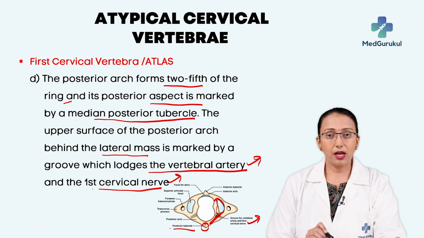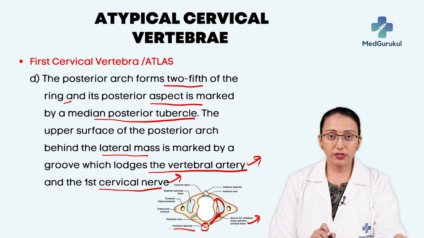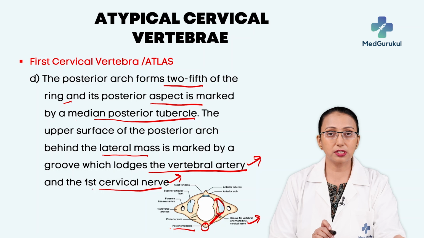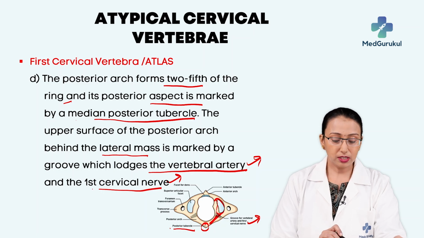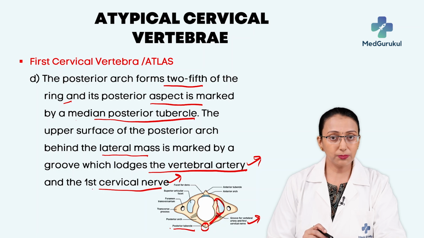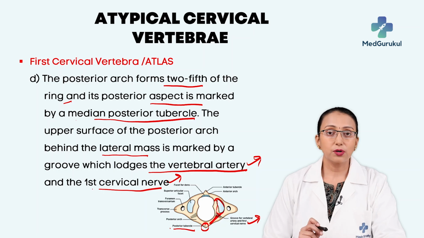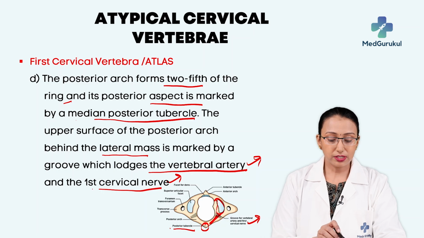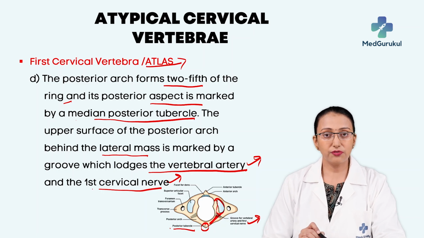On the posterior arch of the atlas, what are the two structures? The vertebral artery, that is in the suboccipital triangle, what we mentioned, the third part of the vertebral artery. Then the first cervical nerve. Through the foramina of the cervical vertebrae, which part of the vertebral artery is coming? It is the second part of the vertebral artery, whereas only in the suboccipital triangle along the atlas posterior arch, we find the third part of the vertebral artery.